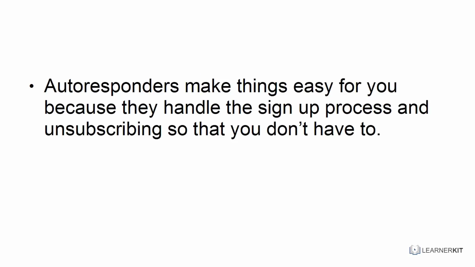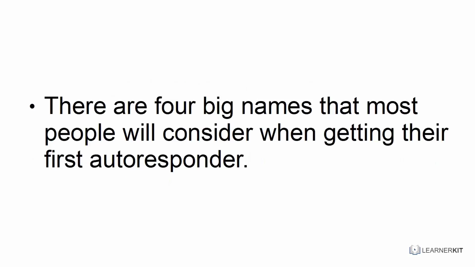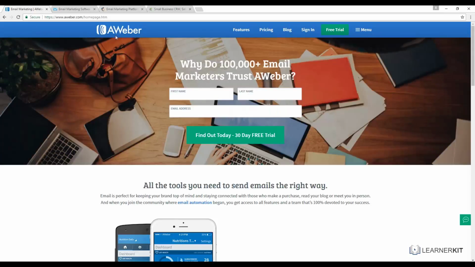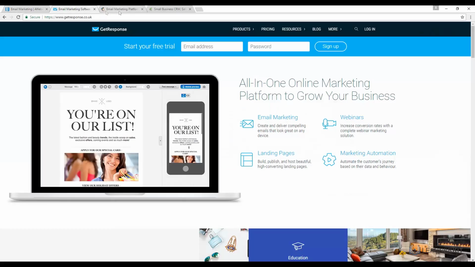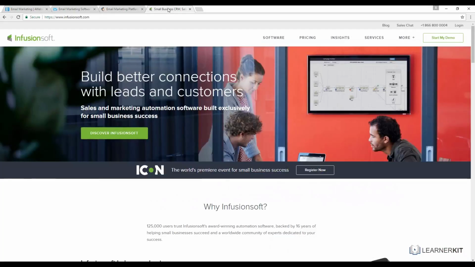Autoresponders make things easy for you because they handle the sign-up process and unsubscribing, so you don't have to. They also provide useful metrics such as open rates, bounce rates, complaints, etc. There are 4 big names that most people will consider when getting their first autoresponder. These are Aweber, GetResponse, MailChimp, and Infusionsoft.